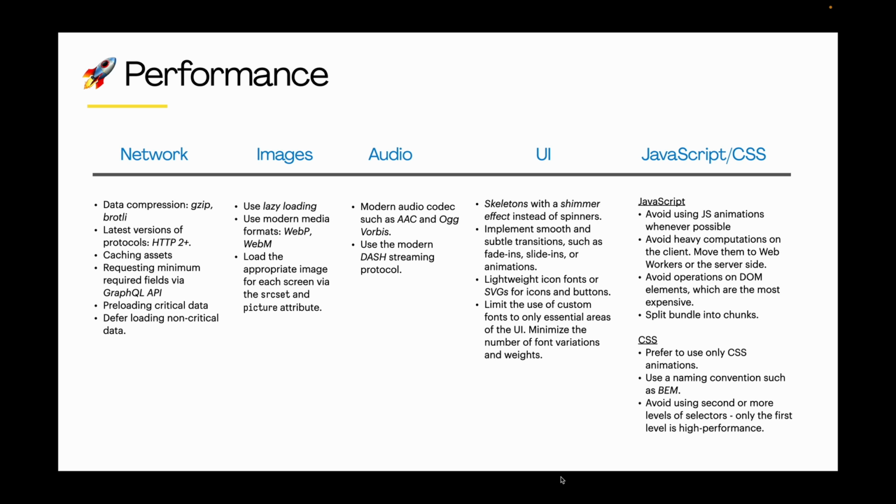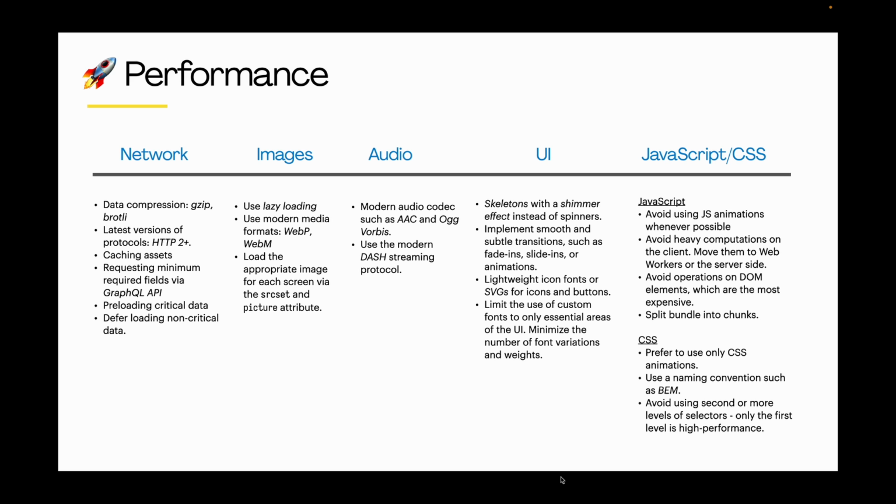The other recommendations are: use the latest version of protocols, such as HTTP 2.0 or higher, implement caching assets, which we did via the Cache Storage API, request the minimum required fields via the GraphQL API, preload critical data, and defer loading non-critical assets such as pop-ups and ads scripts.